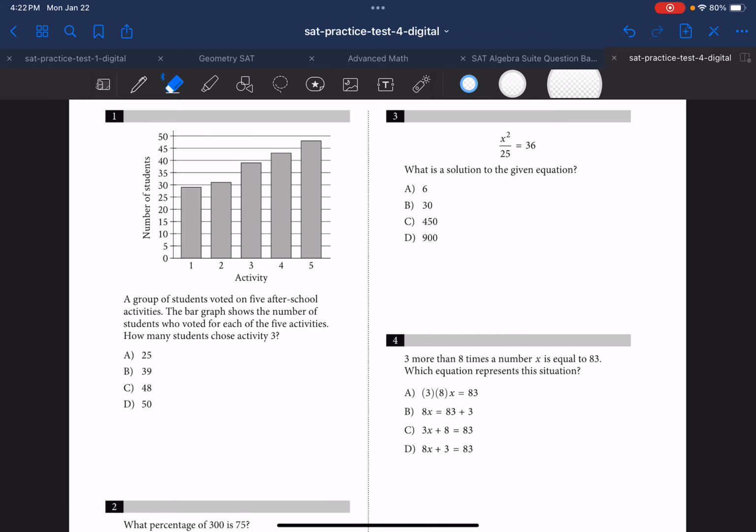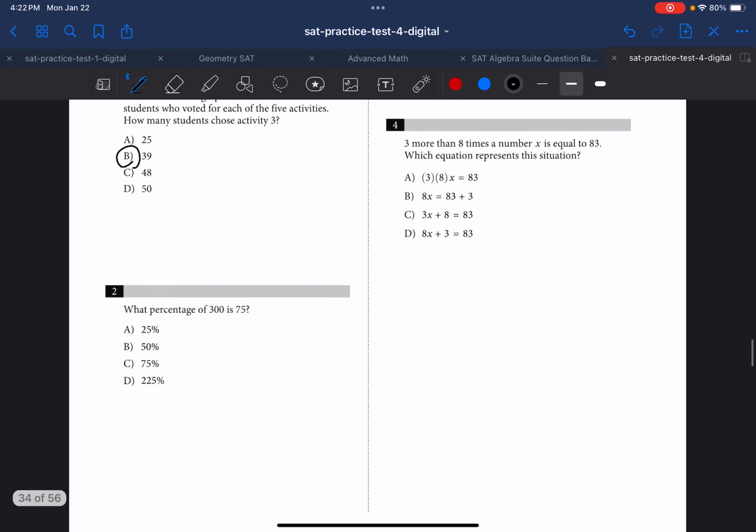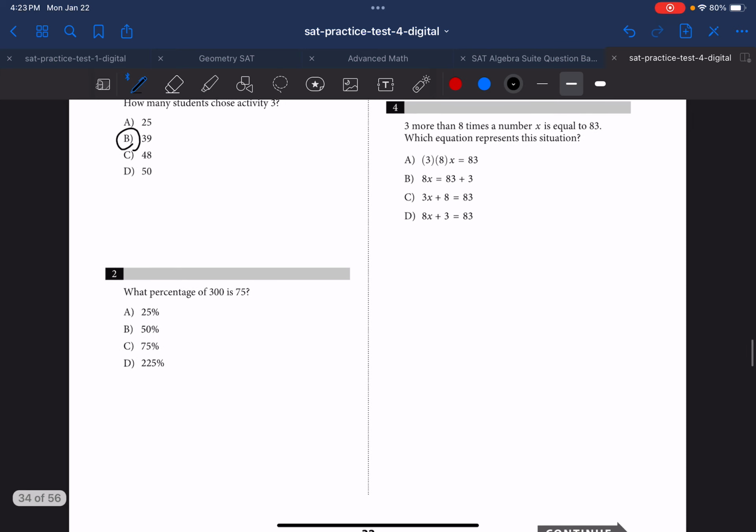A group of students voted on 5 after school activities. The bar shows the number of students who voted for each activity. How many students chose activity 3? So we see here that it is about 39. Easy. What percent of 300 is 75?